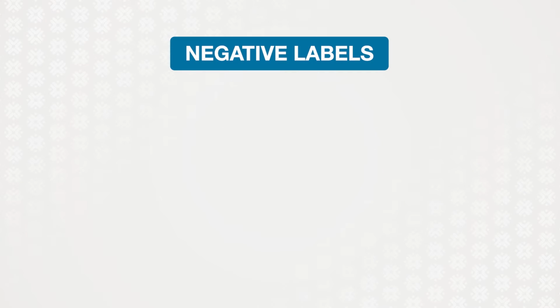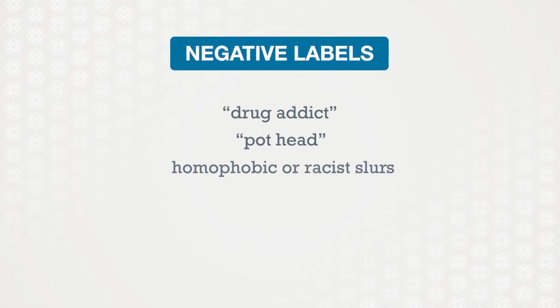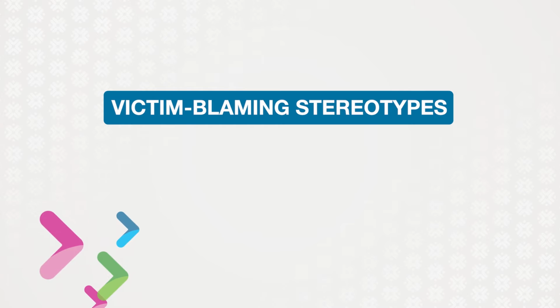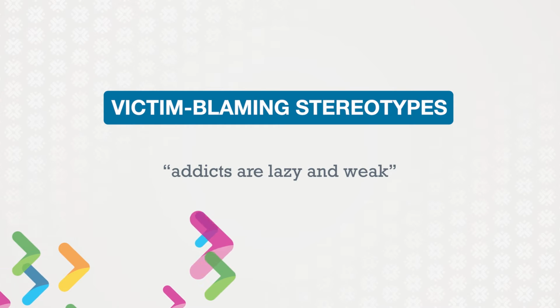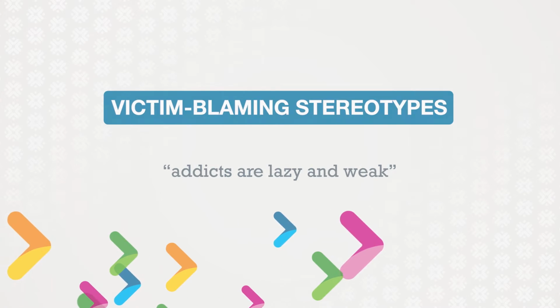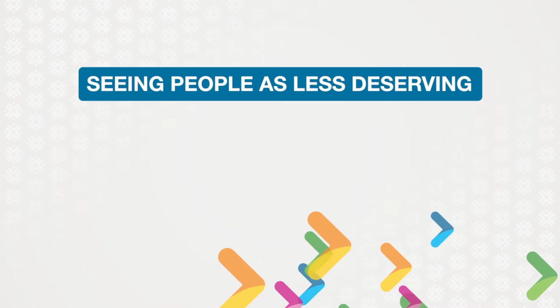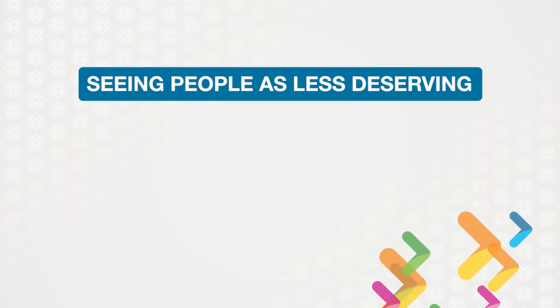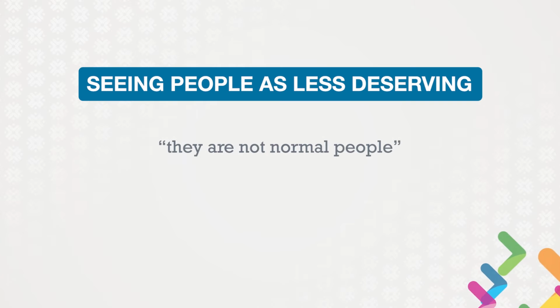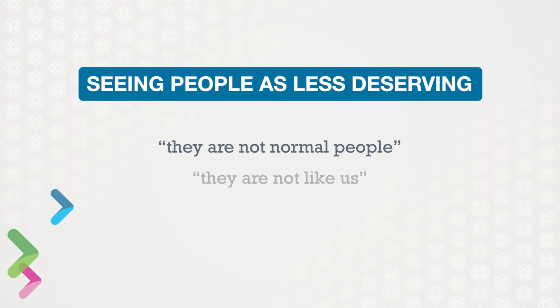Using commonly heard negative labels such as drug addict, pothead, using homophobic or racist slurs, using victim-blaming stereotypes such as addicts are lazy and weak, ignoring or dismissing people, seeing people as less deserving by thinking or saying things like, "They're not normal people," or "They're not like us."